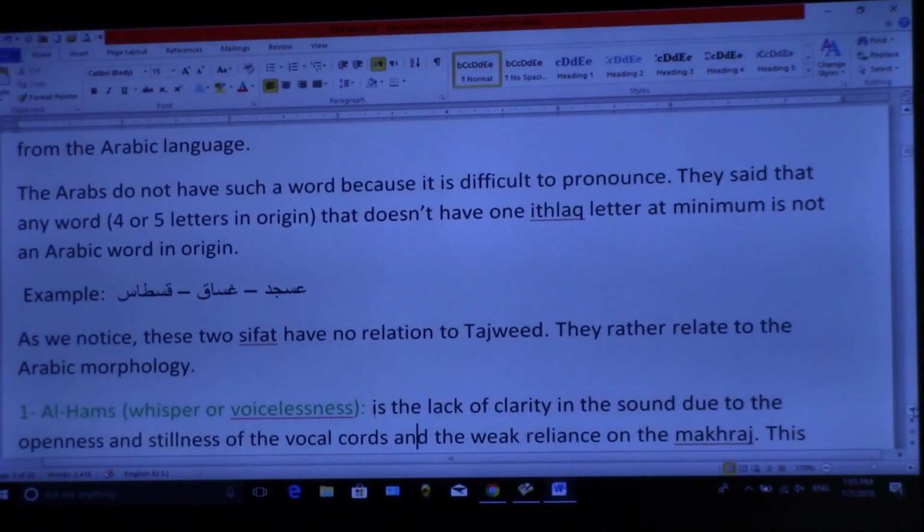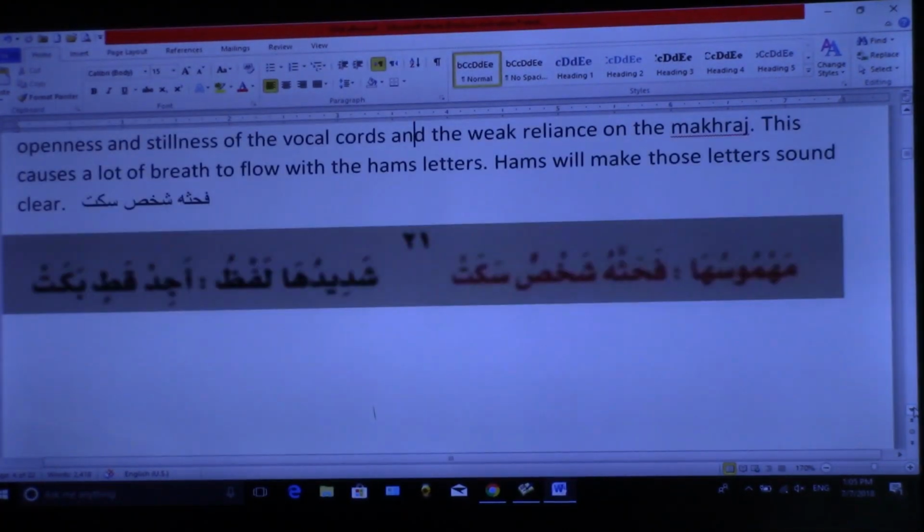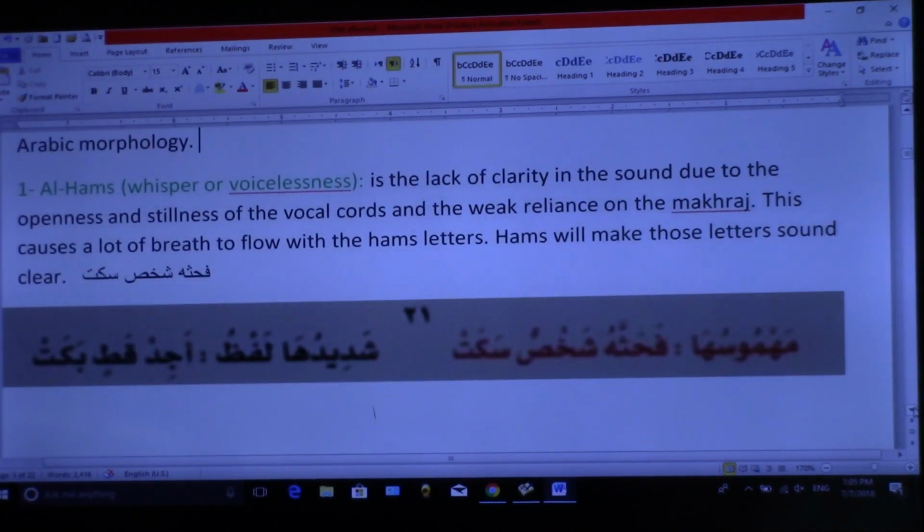Examples: asjad, ghassaq, qistas. And as we notice, these two sifat have no relation to tajweed. They rather relate to the Arabic morphology. Is this clear? Yes, sir. So now we start the first sifa practically that is practically related to tajweed.